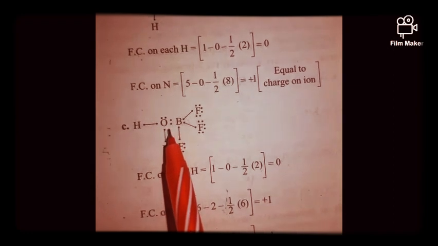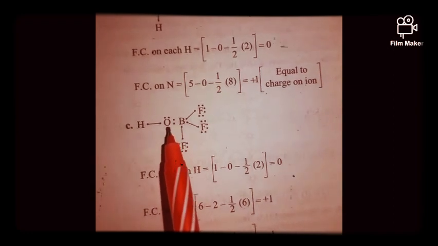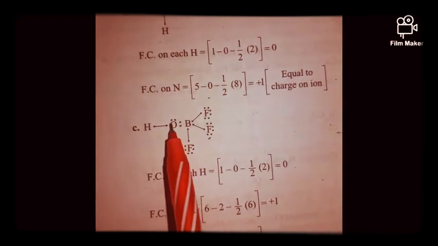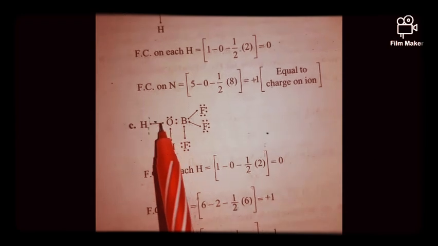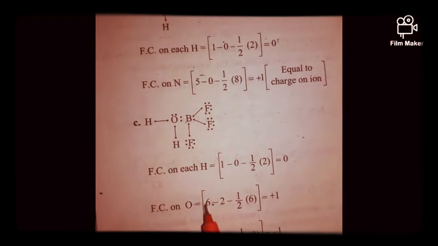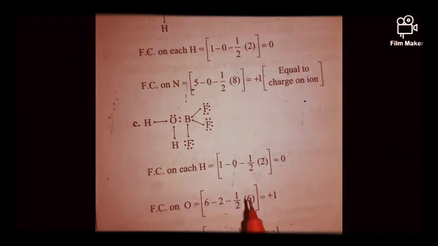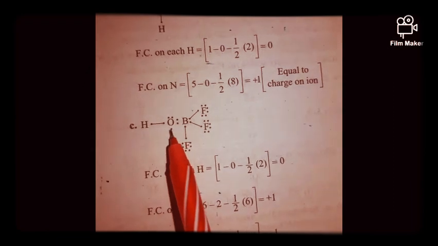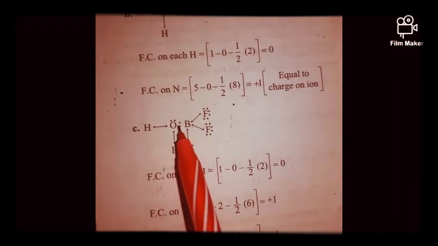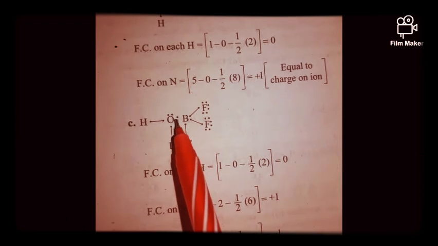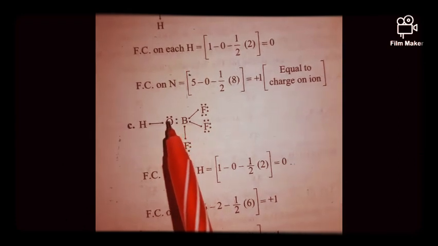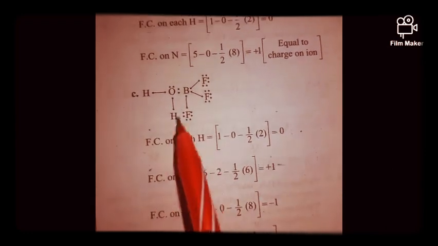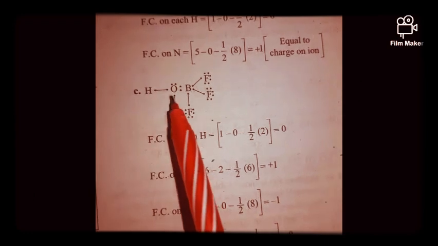According to our formula, group number minus non-bonding electrons. On the oxygen only 2 electrons are non-bonding, so 6 minus 2 minus half into the shared or bonding electrons. On the oxygen 3 bonds are present: 1, 2, 3. As I already said, these two electrons form a bond between oxygen and boron. So we have 3 bonds, that means 6 electrons. If we solve this we will get 1, that means the formal charge on oxygen is +1.